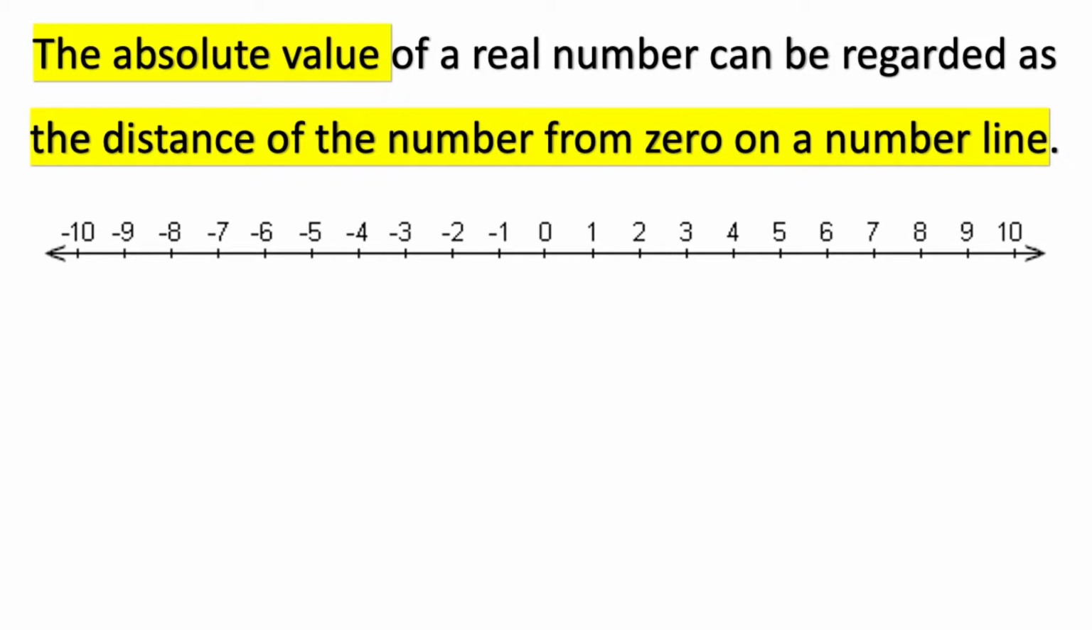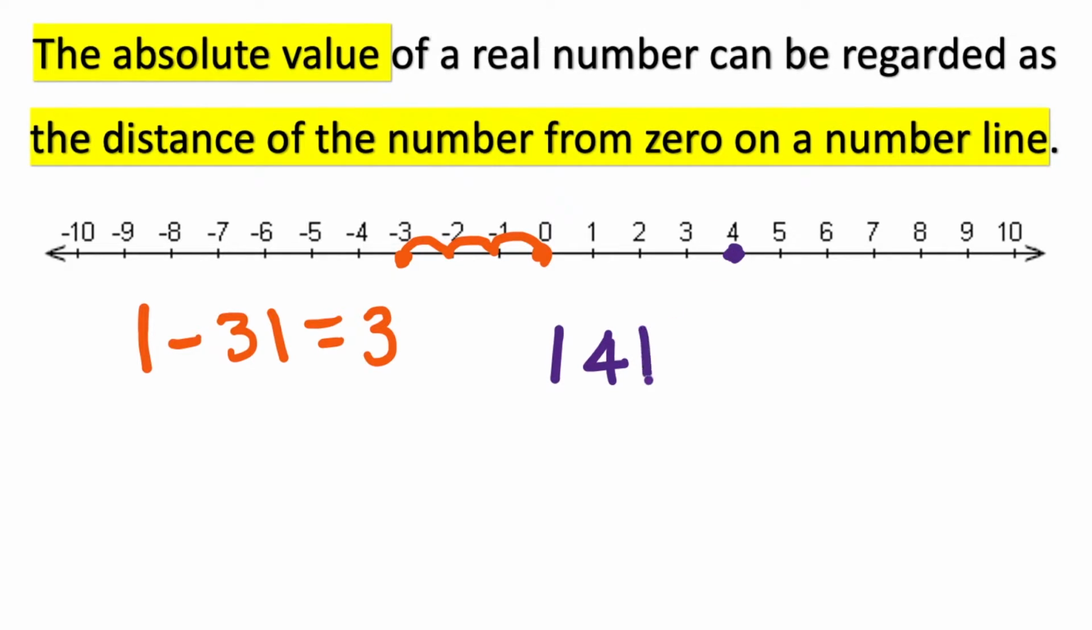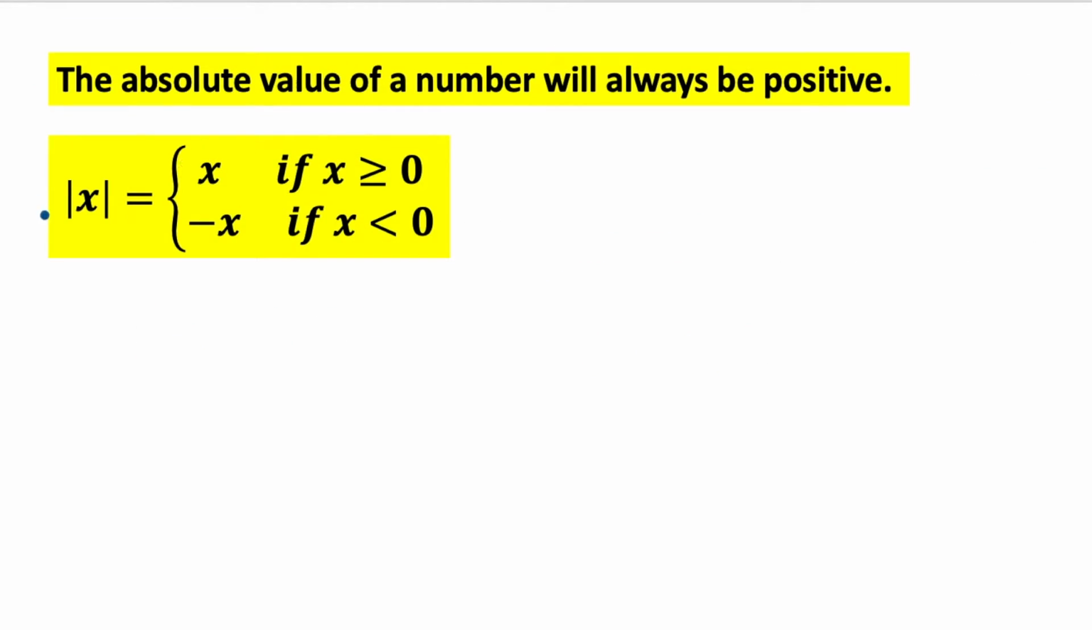The absolute value of a number can be considered as the distance of the number from 0 on a number line. For example, the absolute value of -3 will be 3 because -3 is 1, 2, 3 away from 0 on a number line. The same concept applies to a positive number. For example, the absolute value of 4 will be 4 because 4 is 1, 2, 3, 4 away from 0 on the number line. So we summarize the last lesson by saying the absolute value of a number will always be positive.